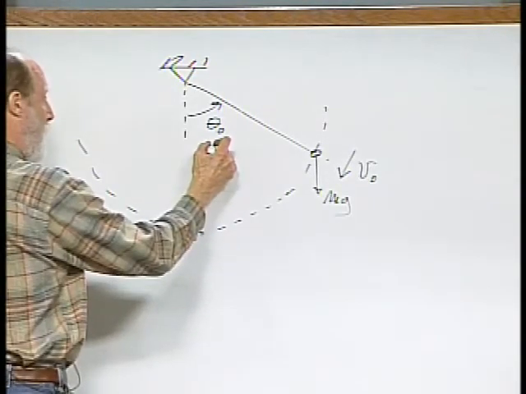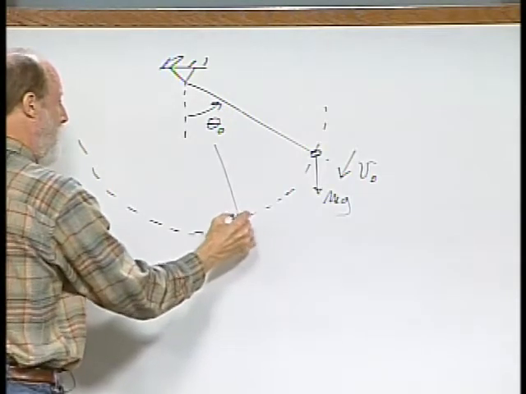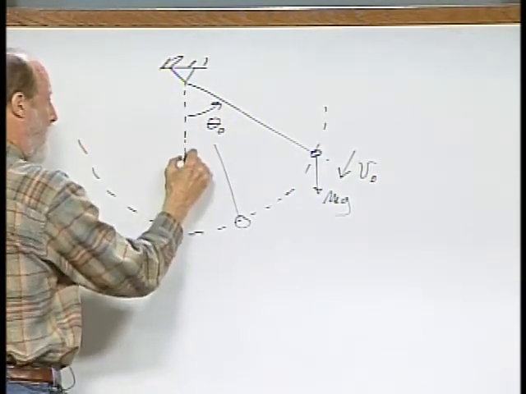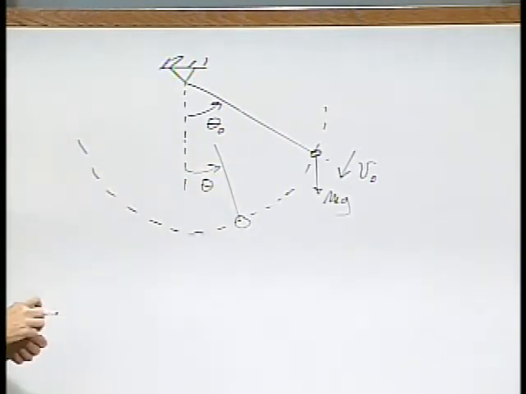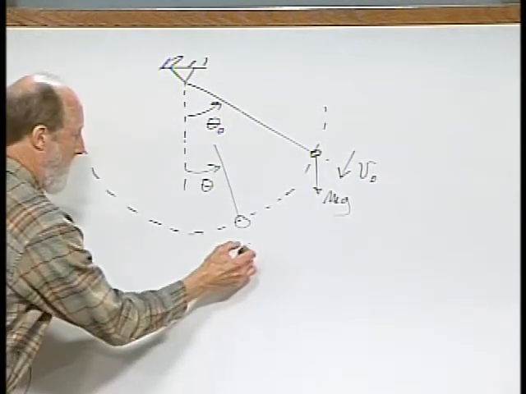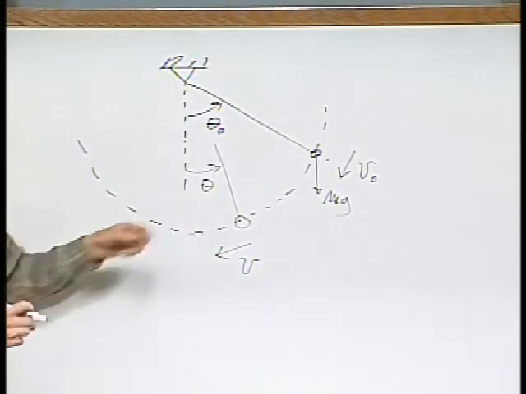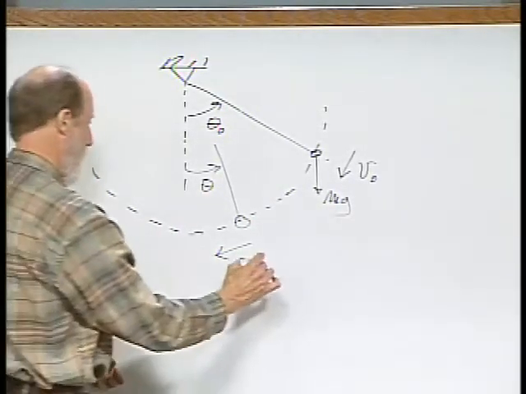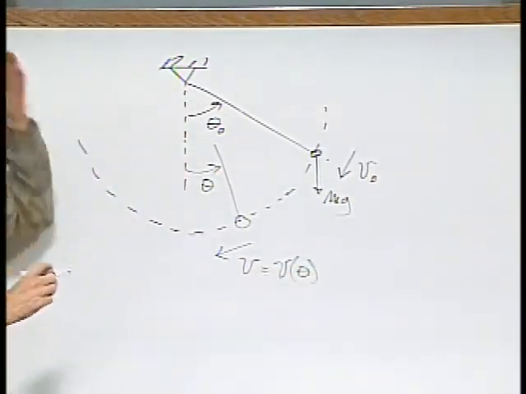So let's say it's now down here at some general angle theta, defined as we've shown, off the vertical. So what we're interested in is describing this speed as a function of theta. Okay?